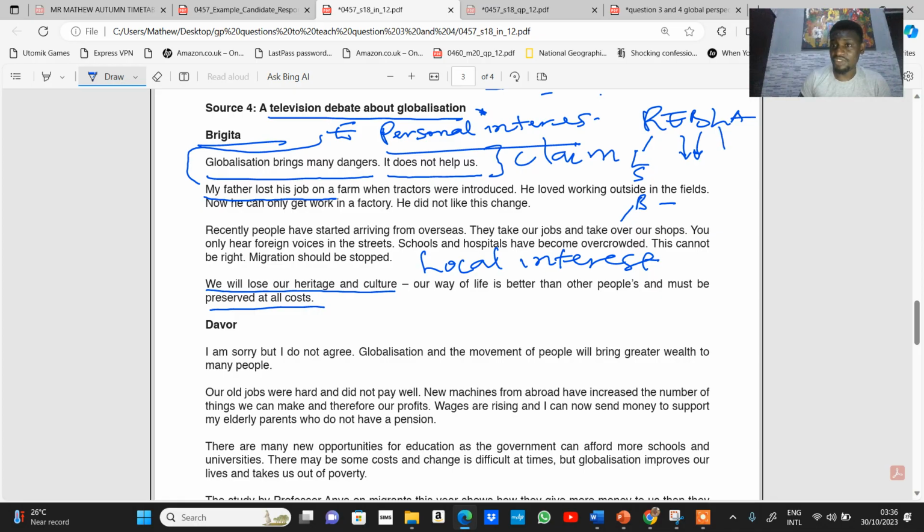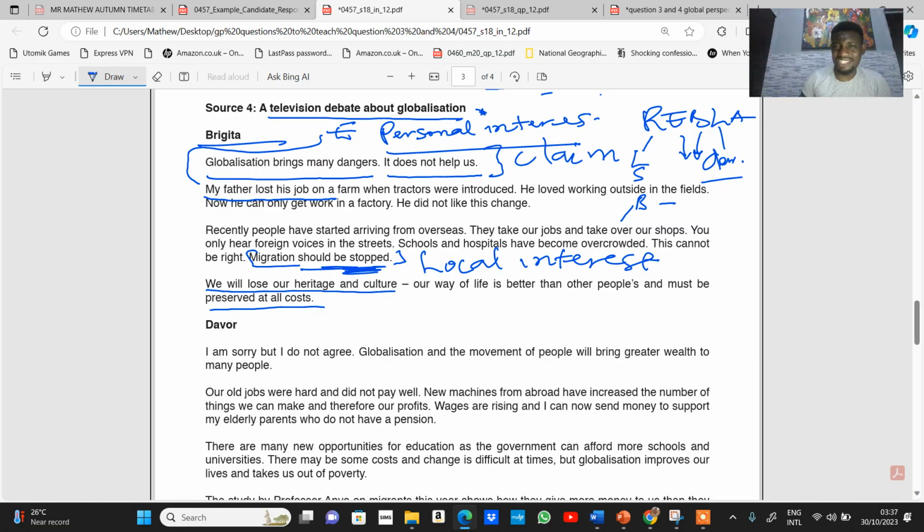Now, what is her use of language? I think her tone is very clear. There is clarity in her tone. Now, globalization should be stopped. There's somewhere she said migration. Is it migration or globalization? Okay, migration should be stopped. It's a strong tone, a strong use of language.